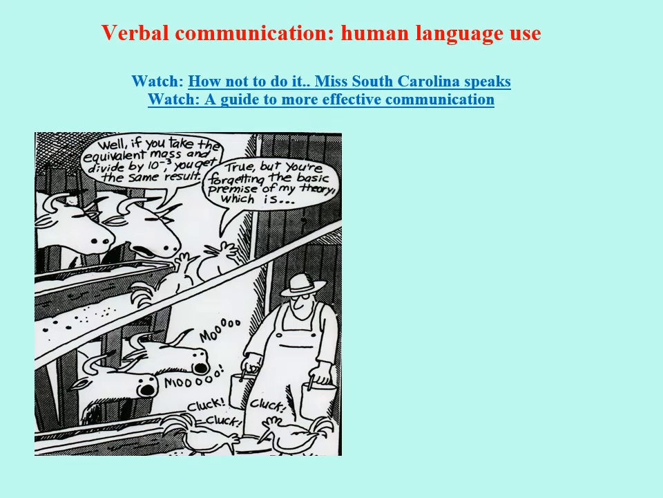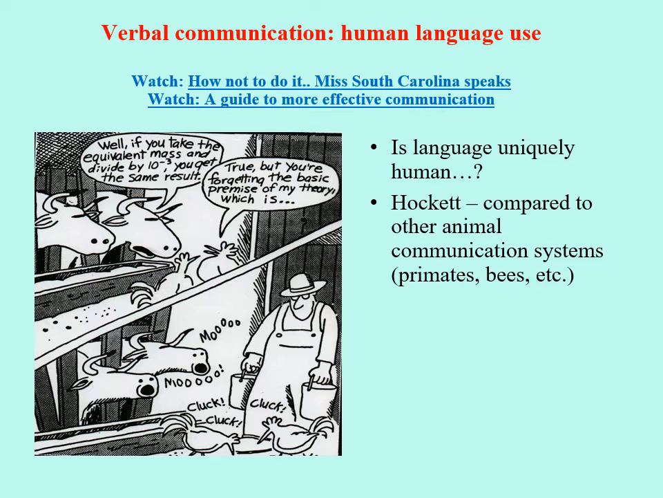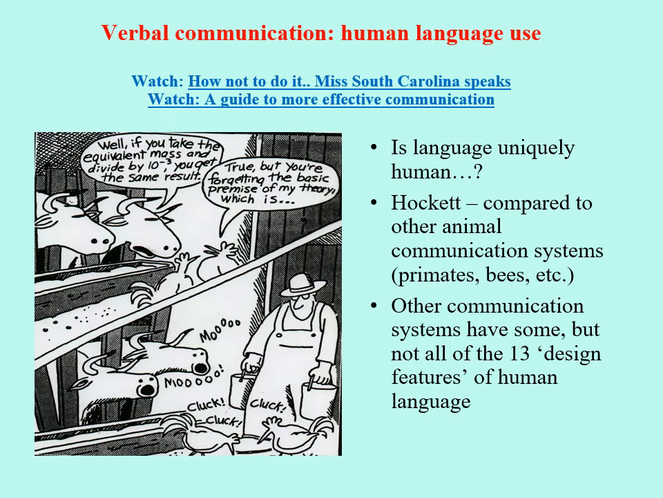Now, perhaps the first interesting question we should consider when we look at verbal communication and human language use is: is language a uniquely human communication medium? In what way does human language relate to, is different to, or similar to other communication systems, for example, in animals? Many animals have sophisticated communication systems as well. Primates, bees, social insects, and these communication systems have some of the features that human language also has.